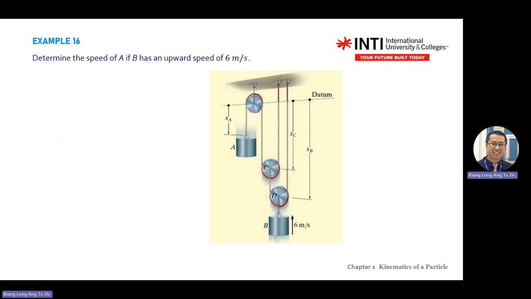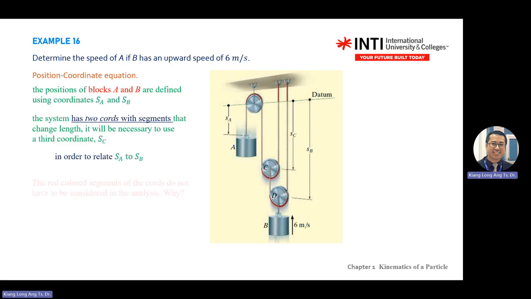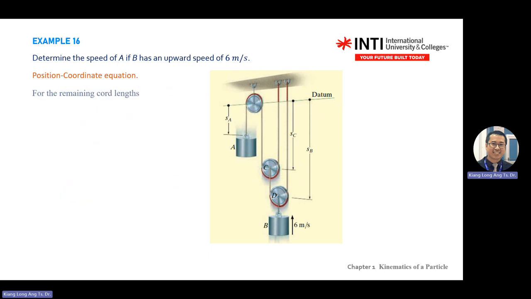Second equation, you look at the second rope, it will be SB, this length, plus this short length, where you need to take SB minus SC. Because you are calculating the length here, meaning you need to find the difference of here and the total length here. Okay, you arrive at two equations. L1 has SA plus 2 SC. L2 has SB plus SB minus SC.